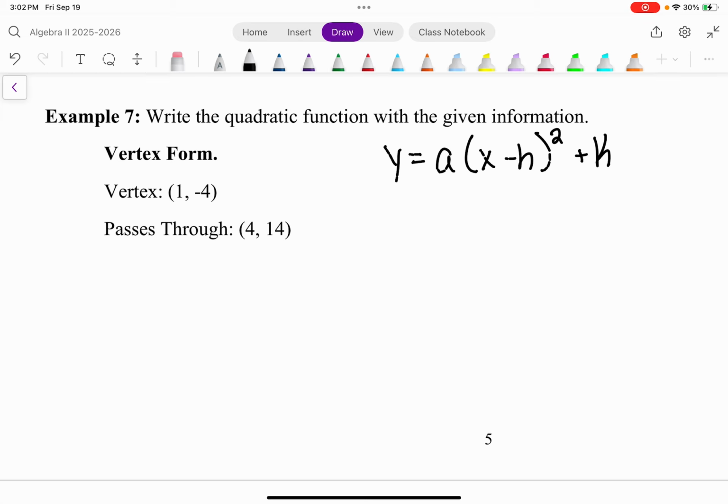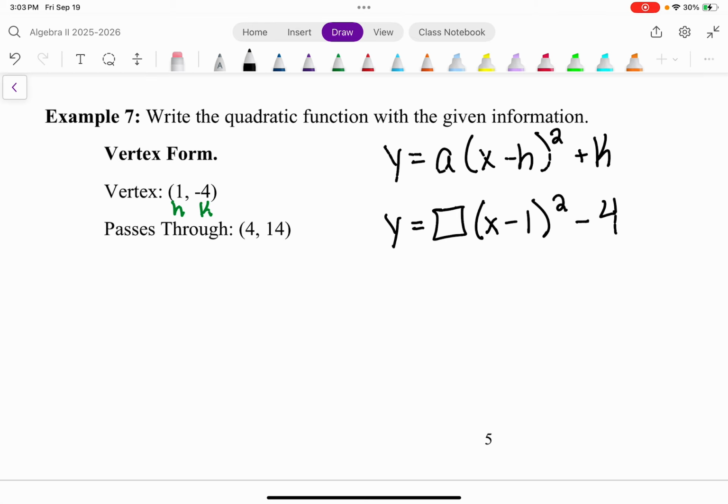Right away, they do tell us our vertex. And remember, your vertex is your h and your k value. h will be the opposite sign when we plug it in. So if we plug those two values in, we don't know what a is yet, so I'm going to put a box here. And we would have (x minus 1) in parentheses squared, and then minus 4, because our k value was -4.